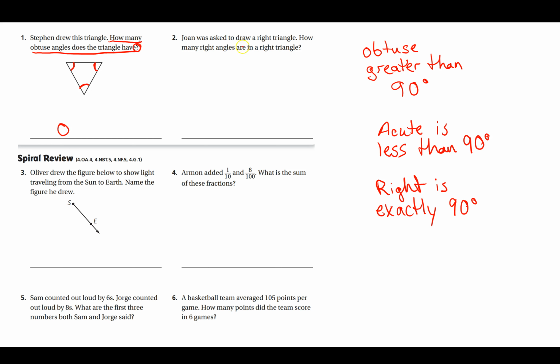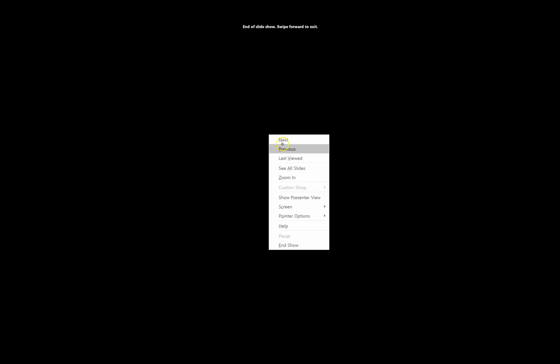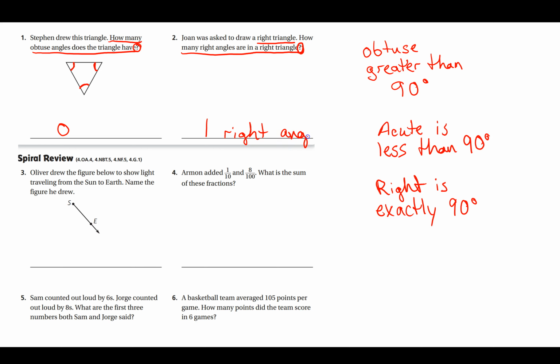0. Joan was asked to draw a right triangle. How many right angles are in a right triangle? A right triangle has exactly 1. So 1 right angle. The angles in a triangle, we talked about in class, the 3 angles have to add up to 180 degrees. So if you had a 90, a right angle, and then another right angle, that would already be 180 degrees, and so you couldn't close your triangle.